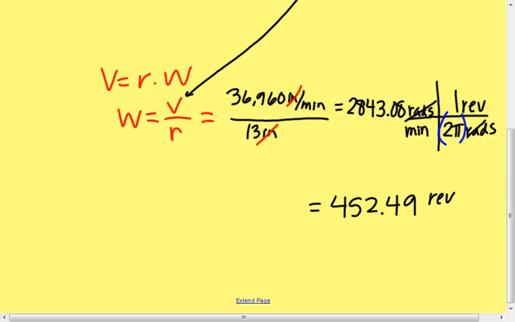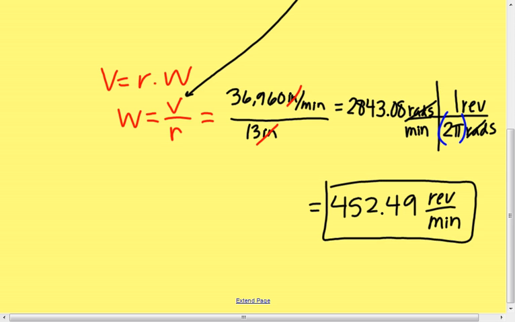revolutions per minute. That bike is going crazy fast, like Lance Armstrong or faster fast. Probably a little unrealistic, but I'm sure there's people that could do that. So that is circular motion in a nutshell.